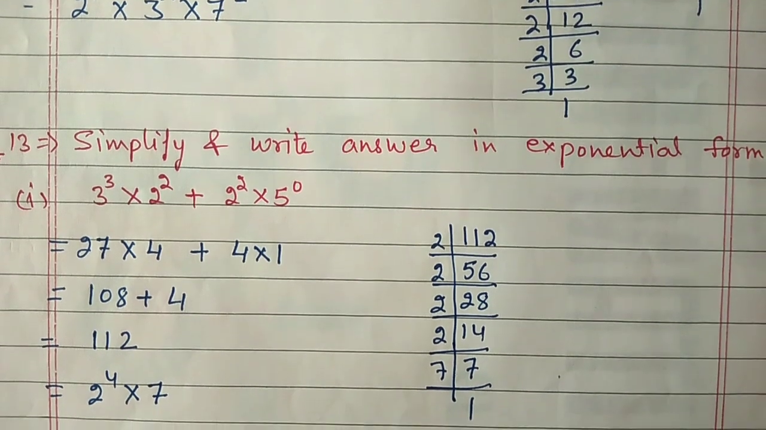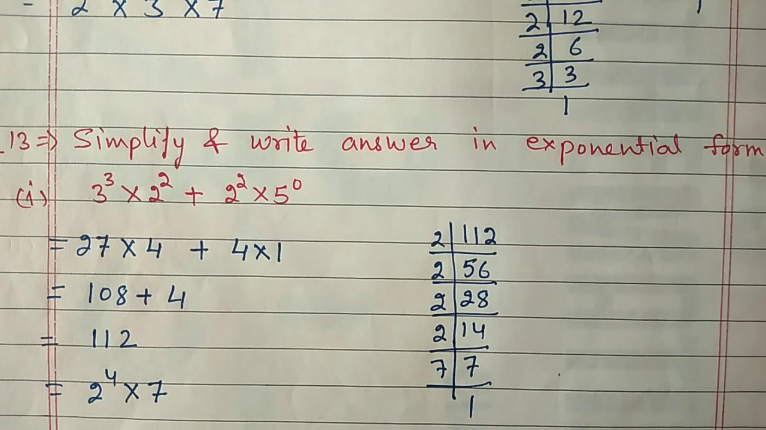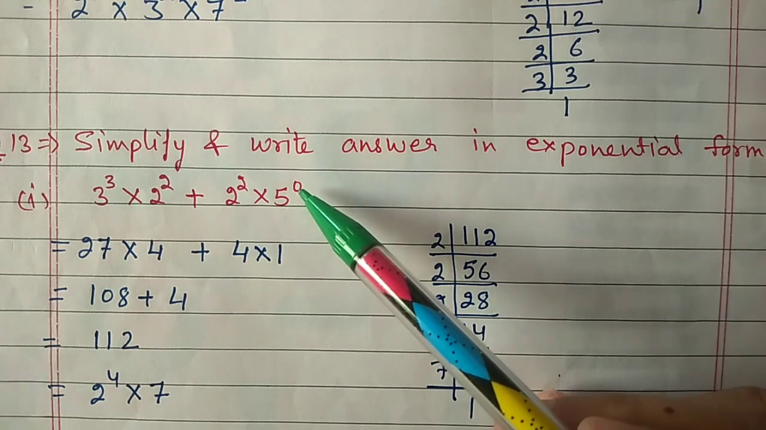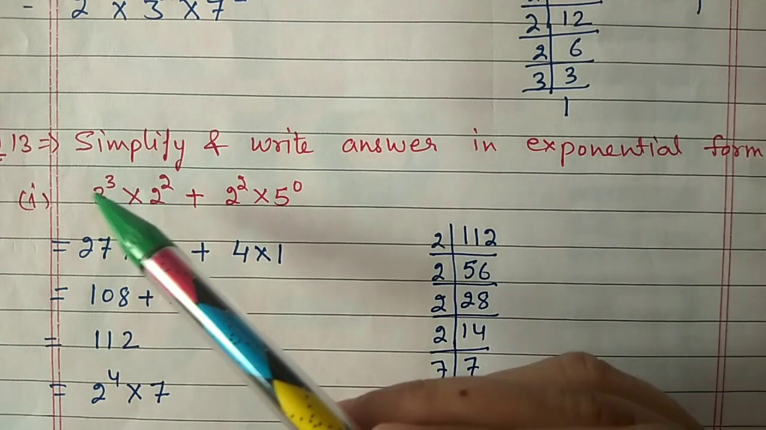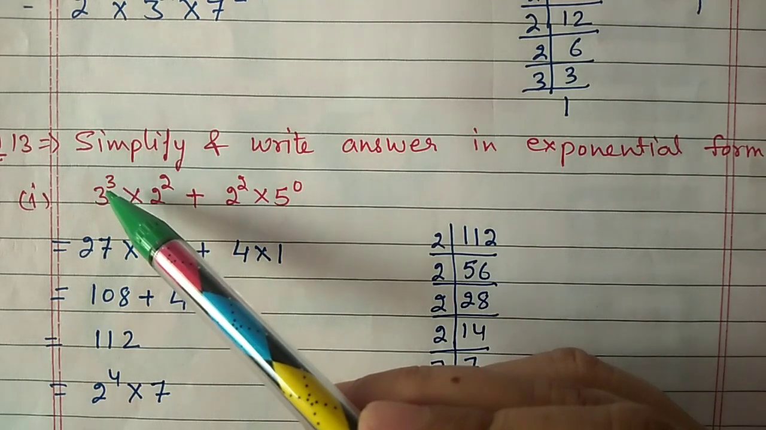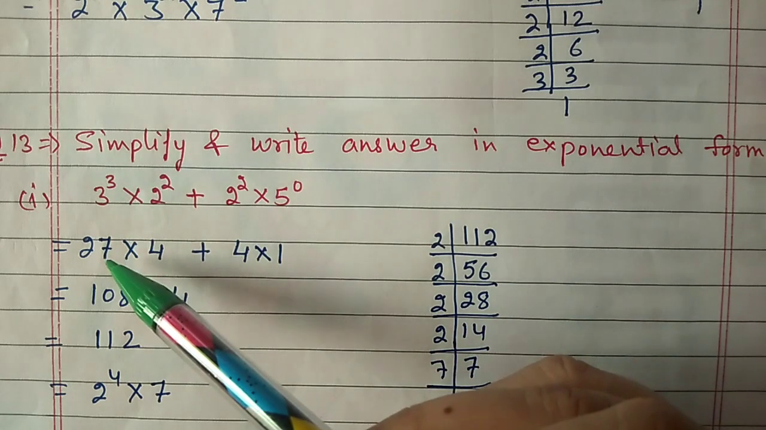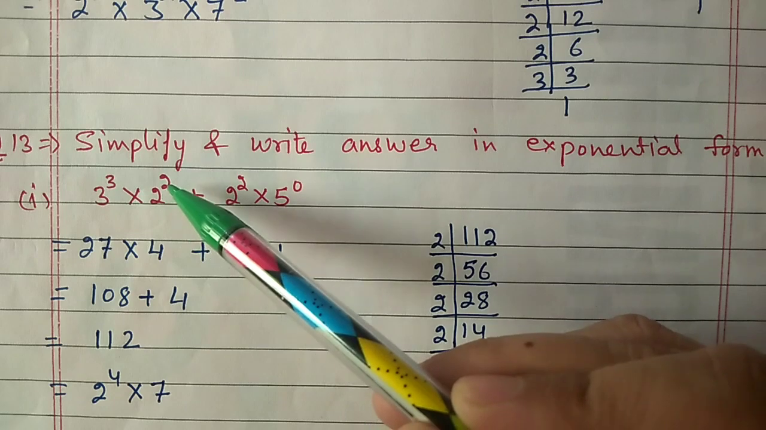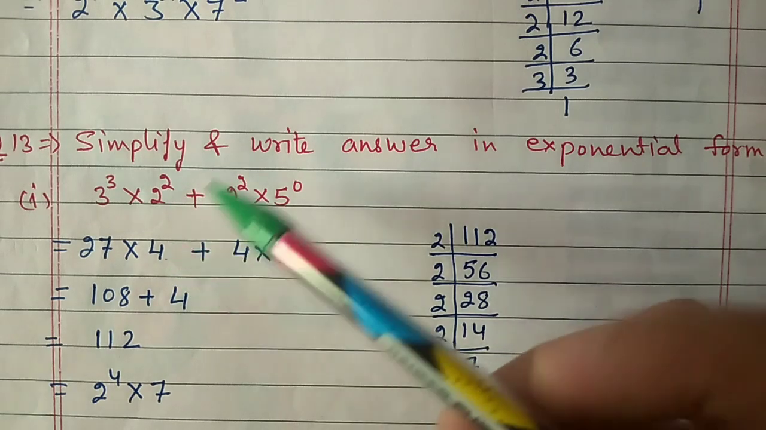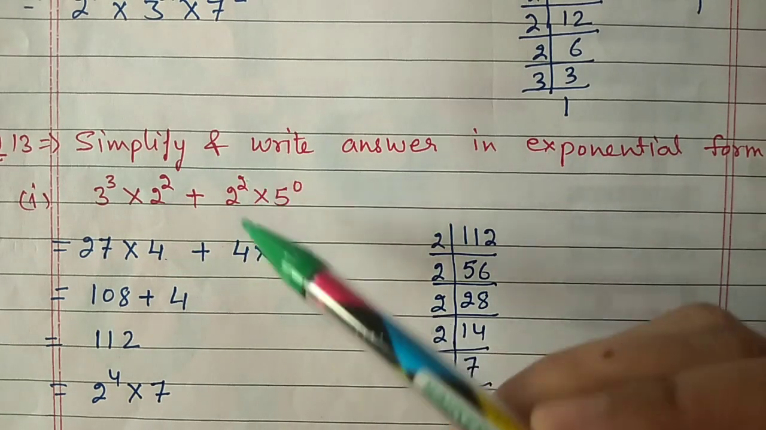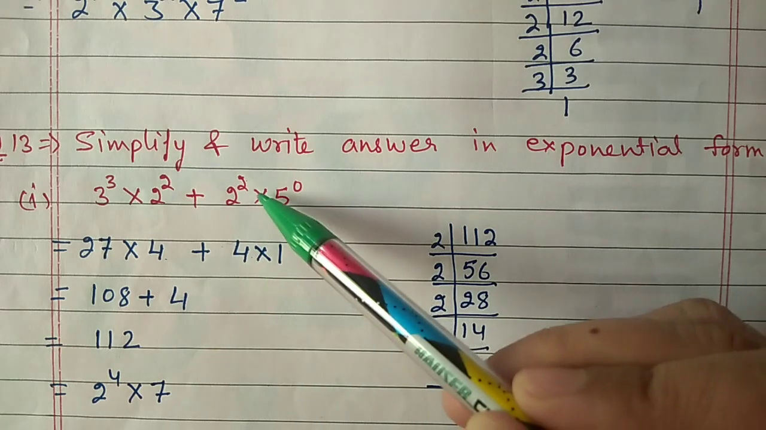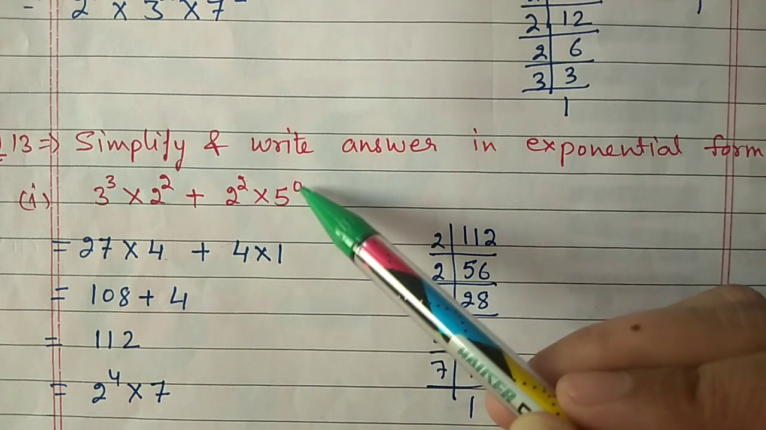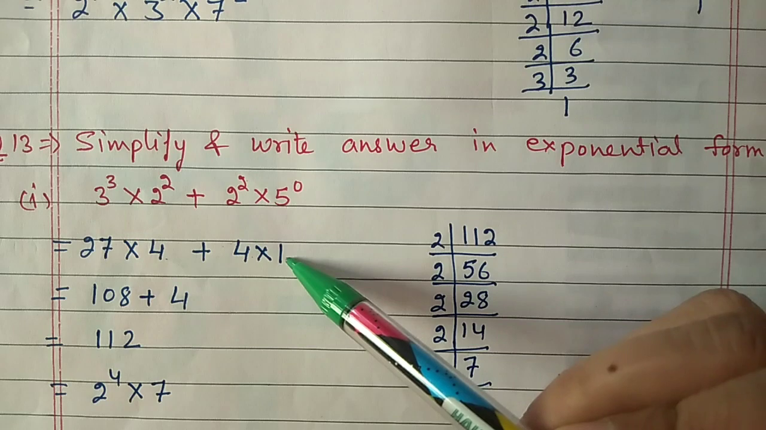So first part, 3 to the power 3 multiplied by 2 to the power 2 plus 2 to the power 2 multiplied by 5 to the power 0. 3 to the power 3 means we have to multiply 3 three times, so it will be equal to 27. 2 to the power 2 means 2 multiplied by 2 equal to 4. Plus 2 to the power 2, again 4, multiply by 5 to the power 0. Anything to the power 0 is equal to 1.